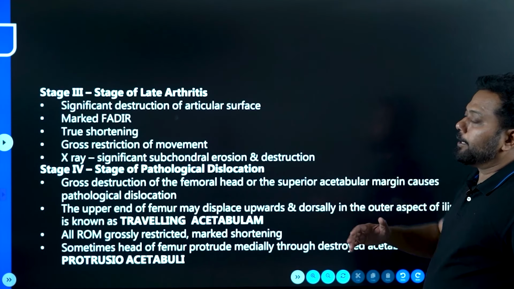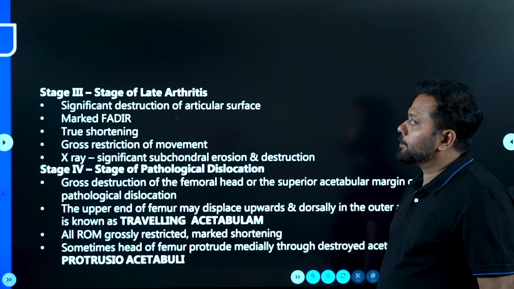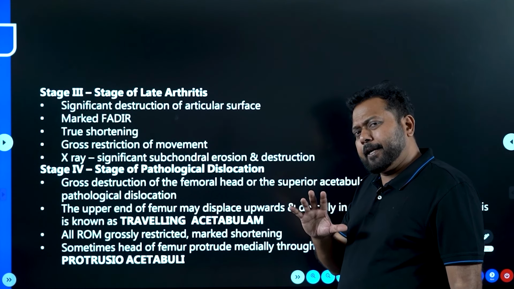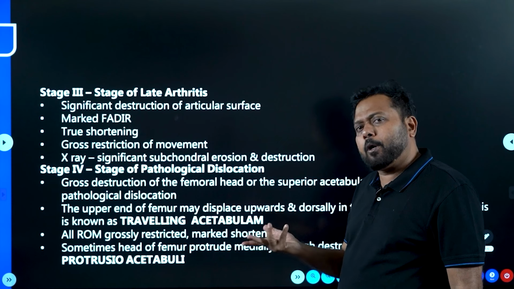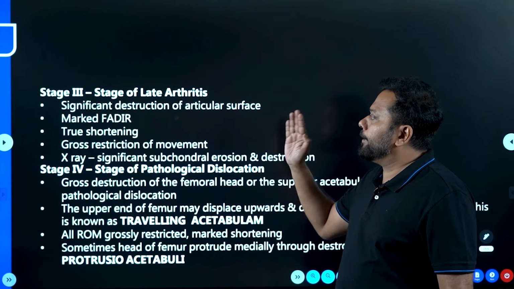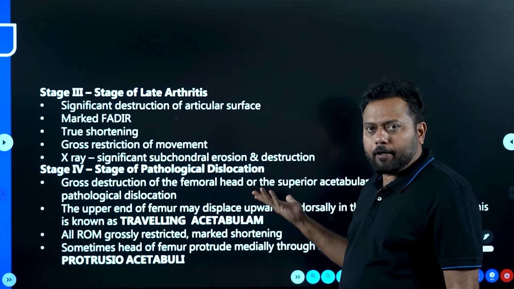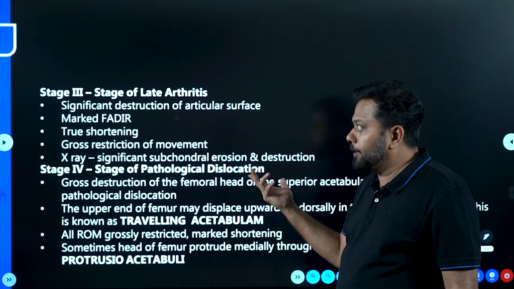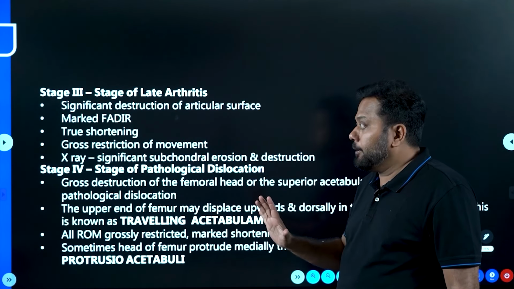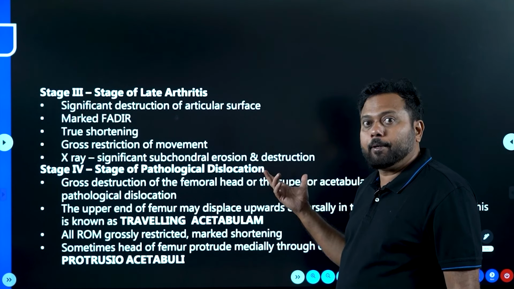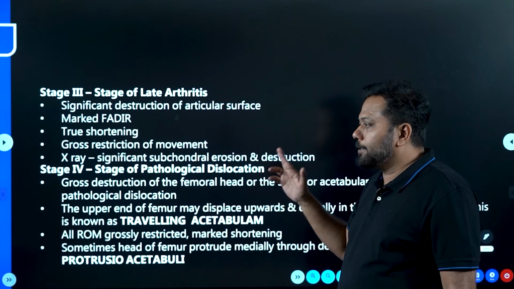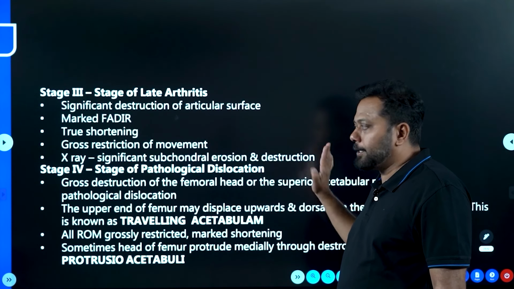Once you are not treating, you'll go to the third stage. The third stage is called stage of late arthritis. Same as early arthritis, but all the things are more pronounced. That's all. Stage of late arthritis: significant destruction of the articular cartilage, marked flexion, adduction, internal rotation, true shortening, and gross restriction of movement in all directions, more than 50%. X-ray shows significant subchondral erosion and destruction. This is stage 3.